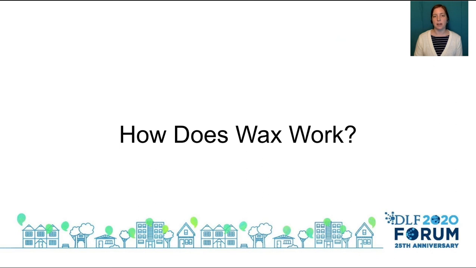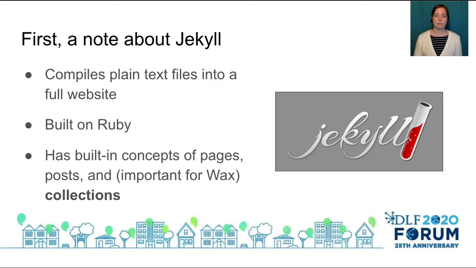Now we'd like to share a bit more about how Wax works. To understand Wax, it's important to start with a look at Jekyll. Jekyll is an open-source website builder written in Ruby. Jekyll takes plain text files you write in simple formats like Markdown and compiles them into a full website. Jekyll has built-in concepts for several very common website features, including pages and posts. Importantly for digital exhibits, though, Jekyll also makes it easy to create collections.